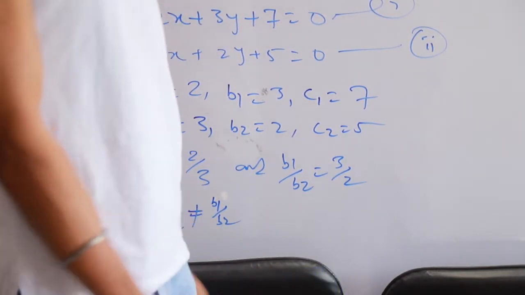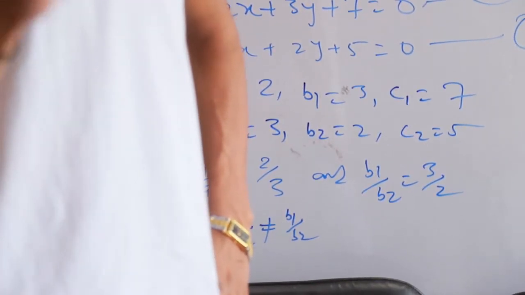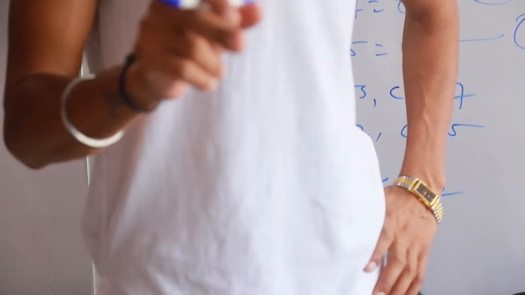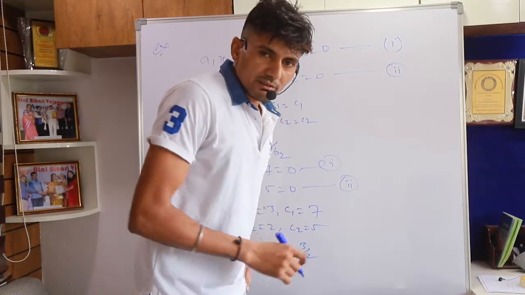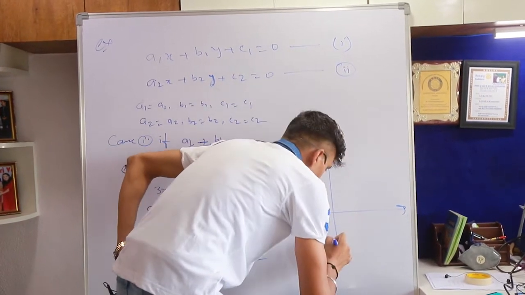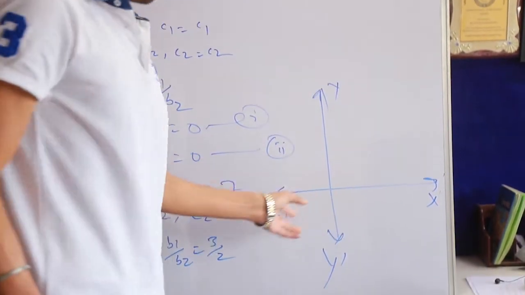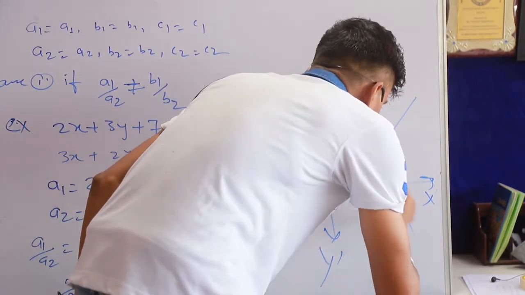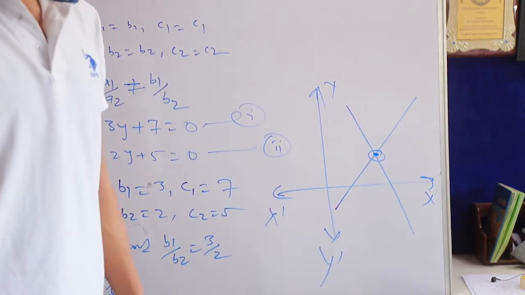In this case we will get only one common solution for the linear pair of equations. That means we will get only one value of x and only one value of y. And the graph of these equations will be intersecting lines. The graph will be like this, on the X dash, Y dash axes. Intersecting lines means the graph of one equation will intersect the graph of the other equation at only one point.